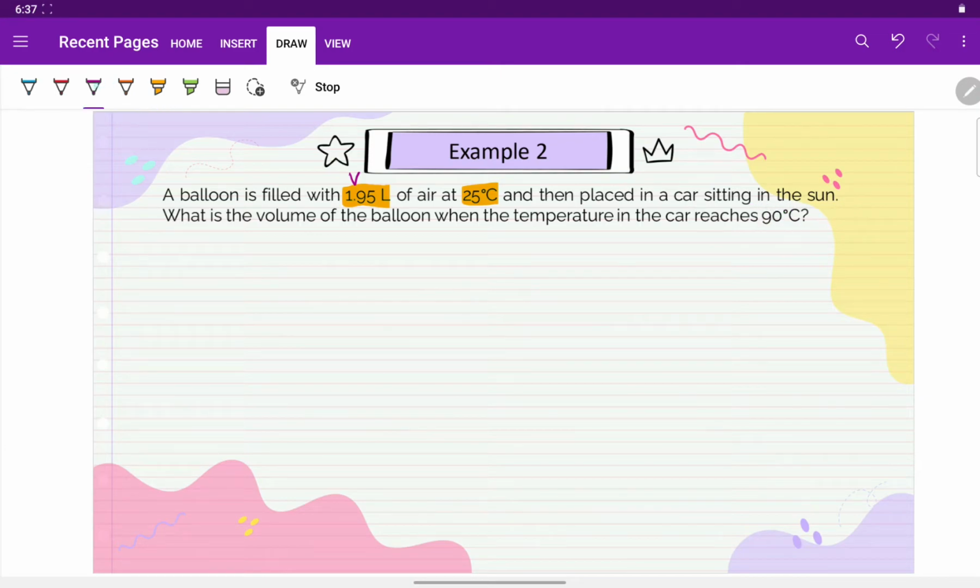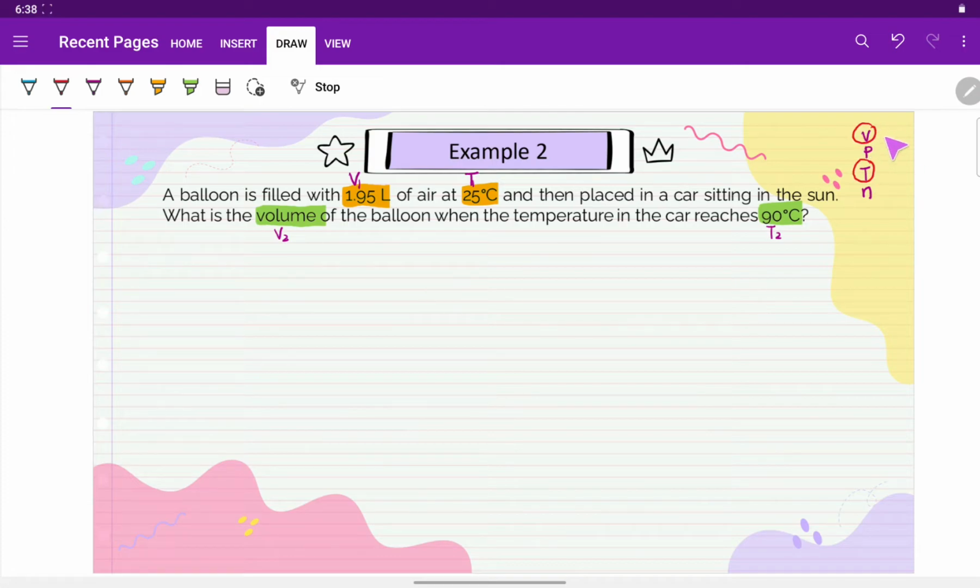So dekat sini kita ada temperature. What is the volume of the balloon when the temperature in the car reaches 90 degrees Celsius? So soalan minta kita cari volume yang baru bila kita tukar kita punya temperature kepada 90 degrees Celsius. So maksudnya dekat sini kita ada V1, T1, V2, T2. So kalau kita check balik, kita punya volume, pressure, temperature and number of mole. So variable yang berubah adalah volume dan juga temperature.